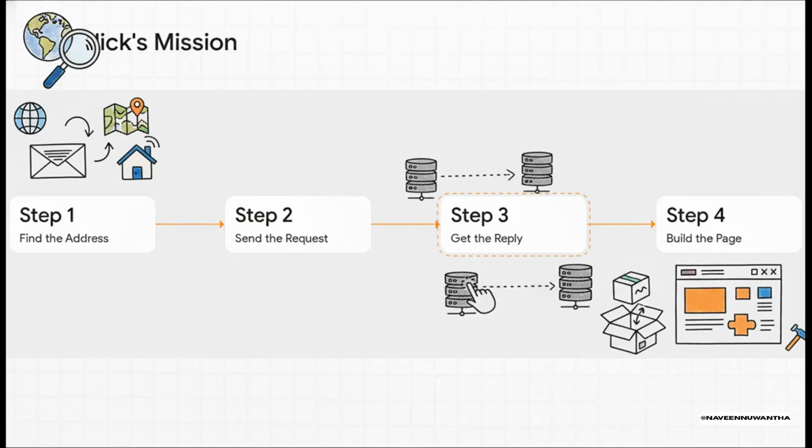Now, that mission happens in 4 key steps. First, our little messenger has to figure out where it's even going. It needs to find the correct address. Then, it sends out the official request. After that, it has to wait to get a reply package. And finally, your browser takes that package and builds the web page you see. So let's break down each one of those steps.